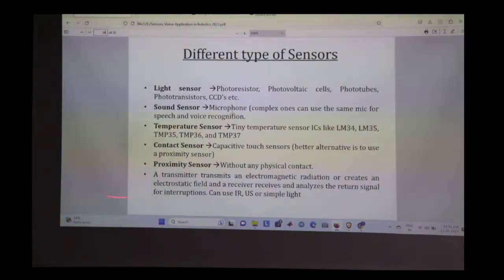We have contact sensors. We have got proximity sensors without any physical contact. Your mobile phone knows. If you approach it, it will know. Okay, it may blink. Sometimes you might have noticed in the dark, put your phone and you approach it. It may blink and tell you that I am here. Okay, then a transmitter transmits an electromagnetic radiation to create an electrostatic field, and receiver receives and analyzes the return signal for interpretation. Okay, can use IR, infrared, ultrasonic, or simple light.